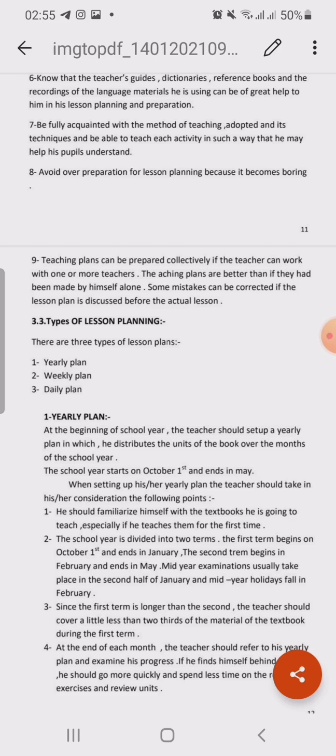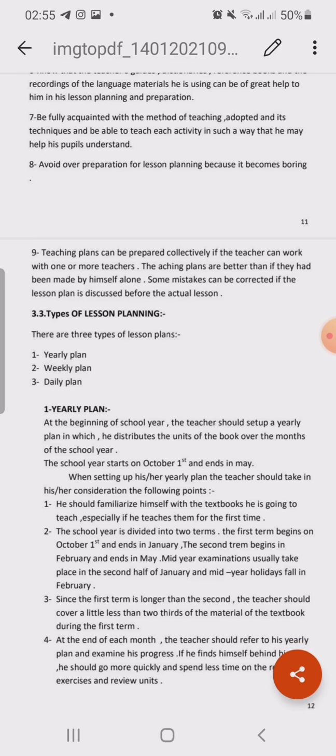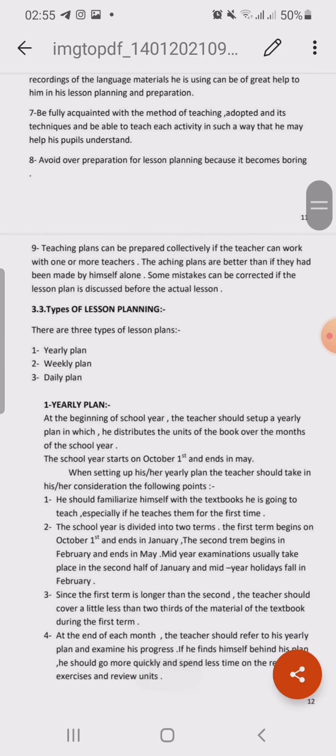لازم يكون على اطلاع، يعني familiar with, have the knowledge or be familiar with the method of teaching. طريقة التعليم adopted، يعني لازم يكون على اطلاع بطريقة التعليم المعتمدة and its techniques and be able to teach each activity in such a way that he may help his pupils understand.